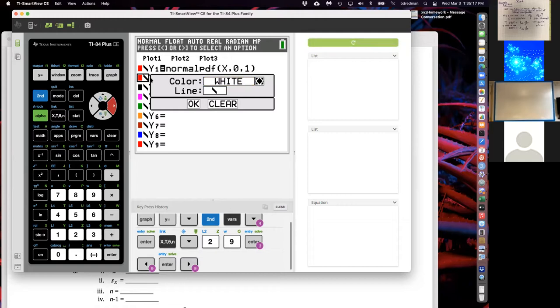Where's blue? Somewhere. There, just before red. Okay, graph.